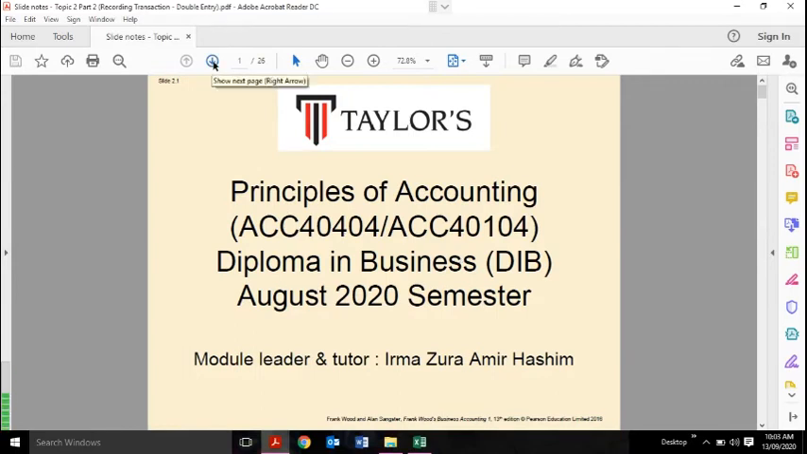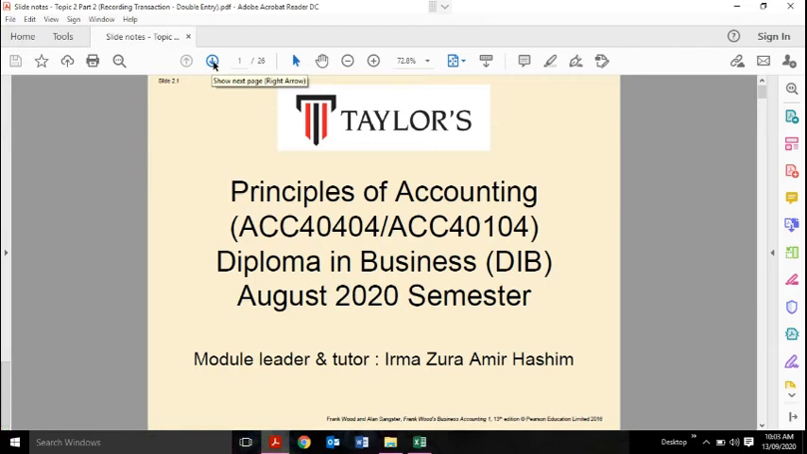So this is the continuation from topic 2 part 1, whereby in part 1 we learned how to record a business transaction, and how to record each transaction in the double entry concept, whereby we have the debit and the credit side. So this is the continuation from what we have learned.